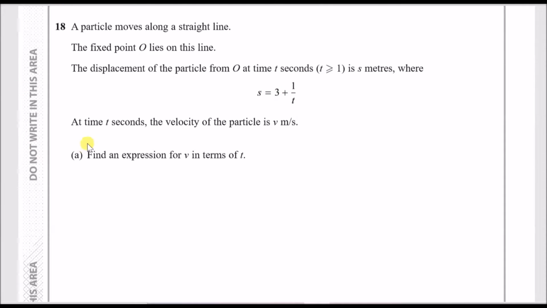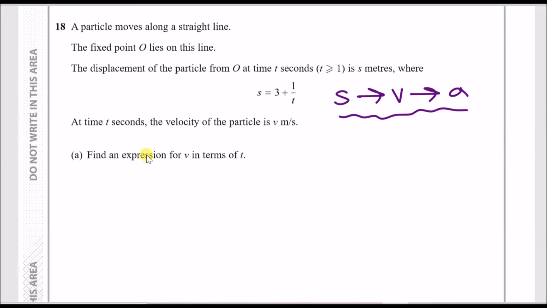At time t seconds, the velocity of the particle is v meters per second. Find an expression of v in terms of t. Alright, so for this kind of question, all you're going to have to do now is literally differentiate s and you get v. So if you guys are not sure, this is the process, yeah? You have a displacement s. If you differentiate with respect to time, you're going to get velocity. And if you differentiate velocity with respect to time, you get acceleration. This is kind of like a typical physics model, but we use this in differentiation as well.